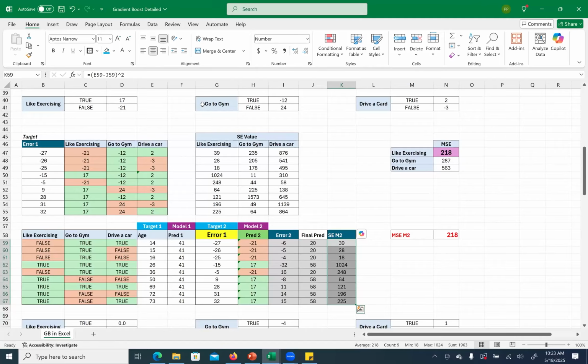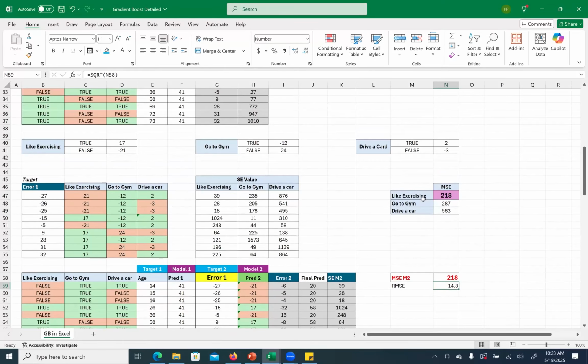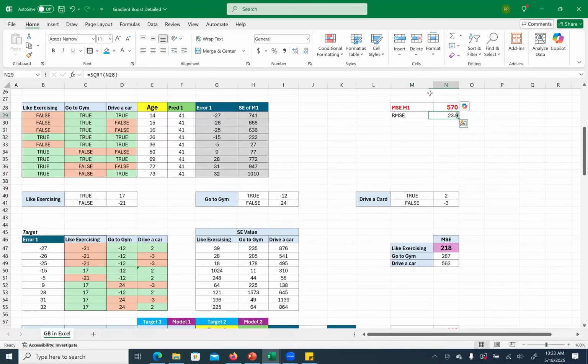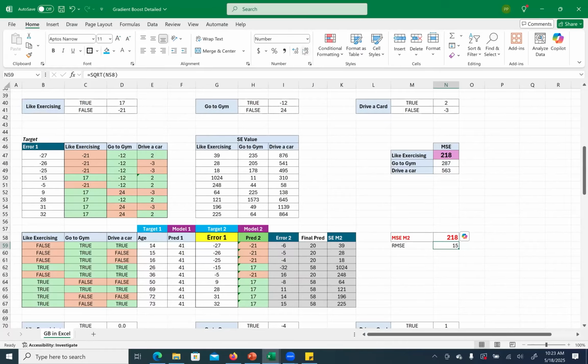Okay, so if I stop my iteration here, I will get 218 as MSE. What is the RMSE value? Nothing but... what was the RMSE value last time? 24, right? 23.9. Let's make it one decimal point only. 24. Now it is 15. So after the first iteration, if I had stopped, my RMSE value was 24. Now after doing 2 iterations, my RMSE value has come down to 15.